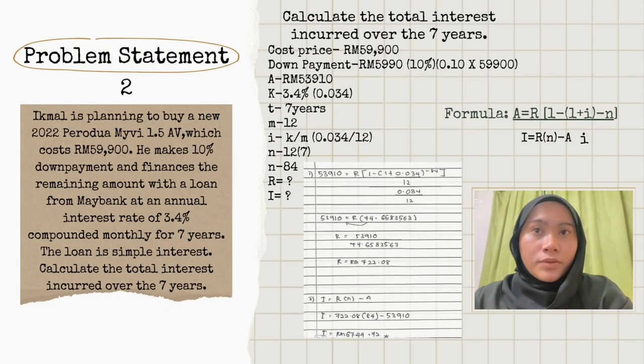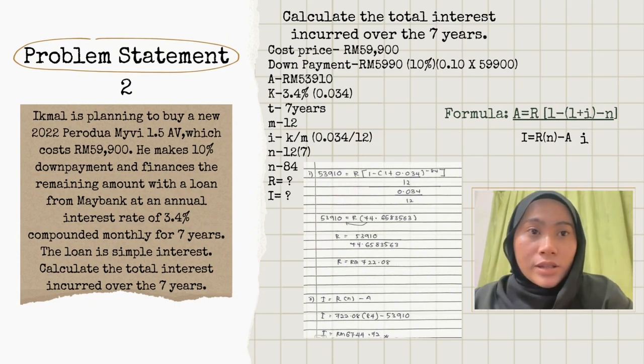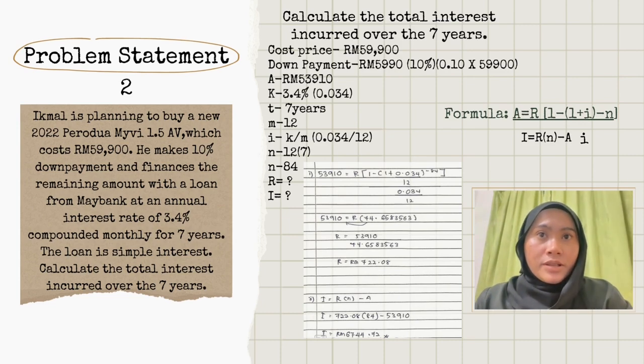Next, problem statement number 2. Hikmah is planning to buy a new 2022 Perodua Myvi 1.4 AV which costs 59,900. He makes a 10% down payment and finances the remaining amount with a loan from Maybank at an annual interest rate of 3.4% compounded monthly for 7 years. The loan is simple interest. Calculate the total interest incurred over the 7 years.